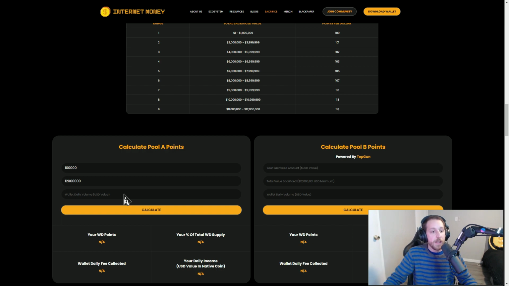So example, if I think that the wallet in total is going to do $10 million in volume, and I hold WD on every chain, I would put 10 million there. So this is the total amount of volume for either the chain that you're looking at or interested in, or the wallet in total.